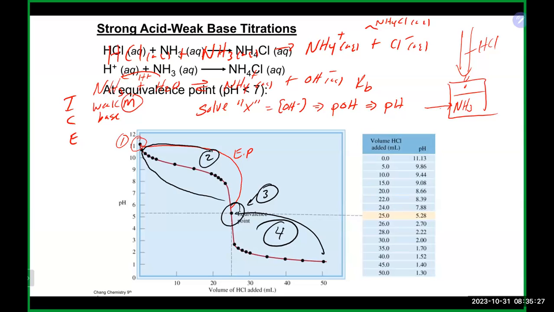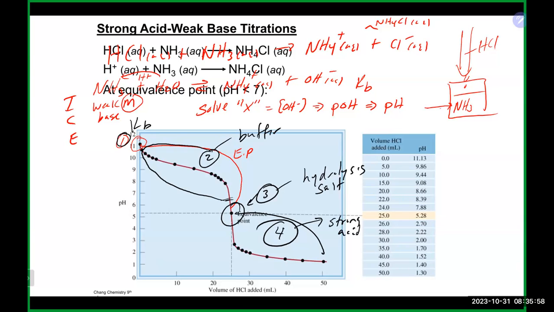So once again, to summarize the 4 spots: at the very beginning, it's a Kb type problem, right? You just got to do an ice table. Second part, you should hit a buffer no matter what happens, and it should be mostly a basic buffer. May jump into some acidicness near the equivalence point. At the equivalence point, you have a hydrolysis problem where you got a salt happening. And past the equivalence point, you really have kind of a strong acid situation.